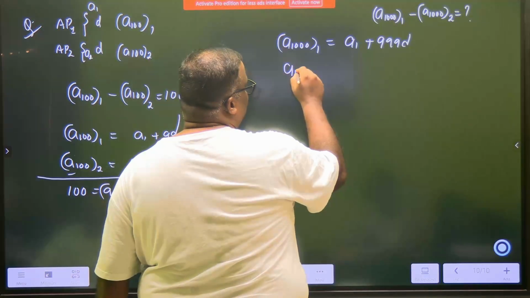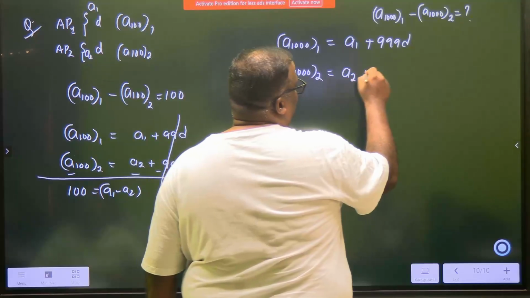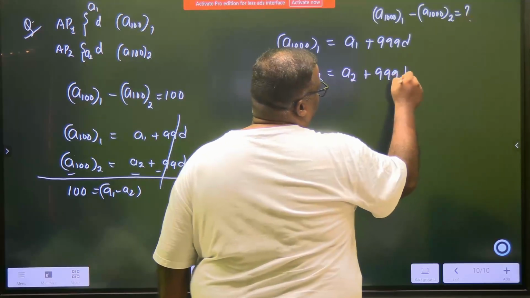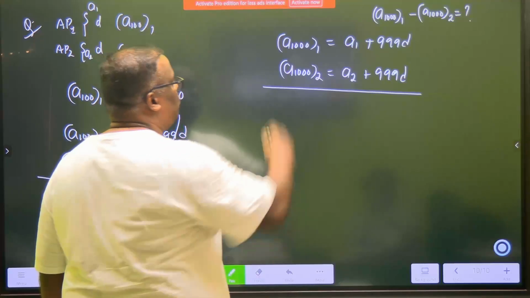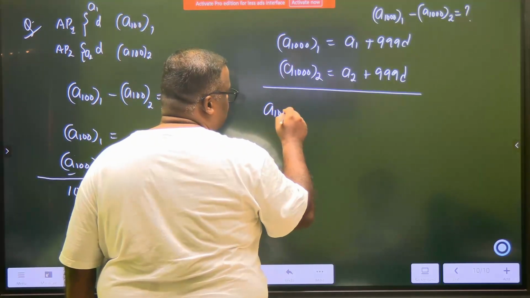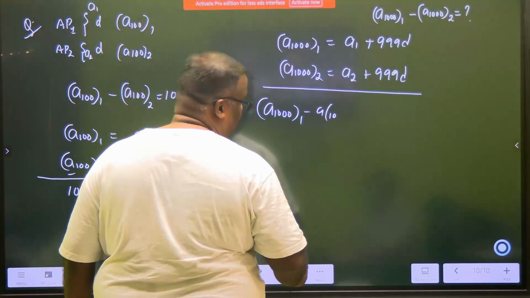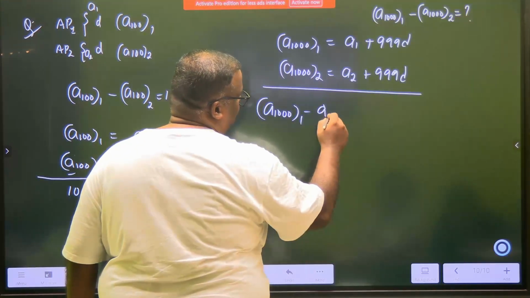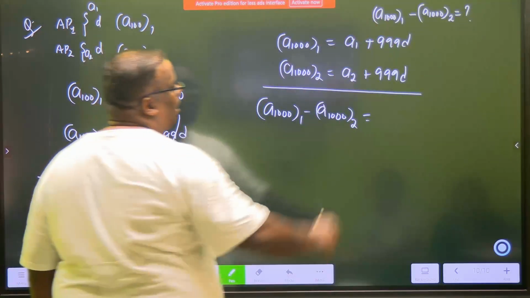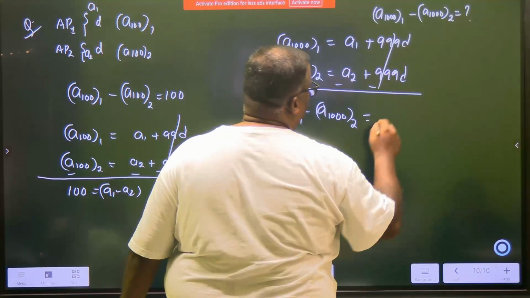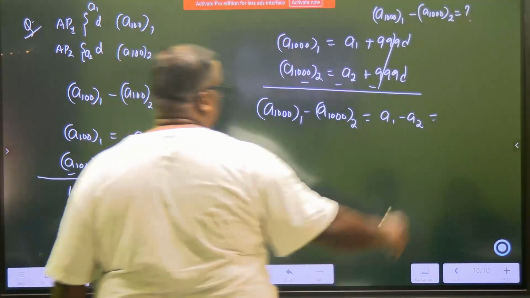What is the 1000th term of the second AP? The first term of the second AP plus 999D. Shall we subtract them? If we subtract them, we are getting the 1000th term of the first AP minus the 1000th term of the second AP. This is what we have to find out. If you cancel them, it's A1 minus A2. So what is it? 100.